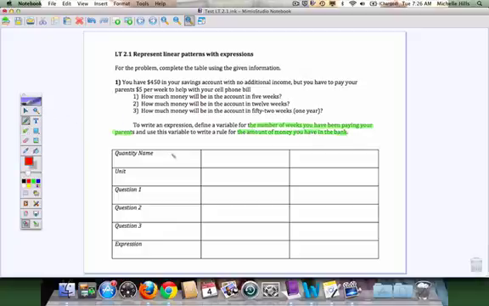The first one is going to be the quantity name in the first column. And it's going to take me a second to write the number of weeks you have been paying your parents. The second one, write a rule for the amount of money you have in the bank. It's really difficult to write neatly on here.